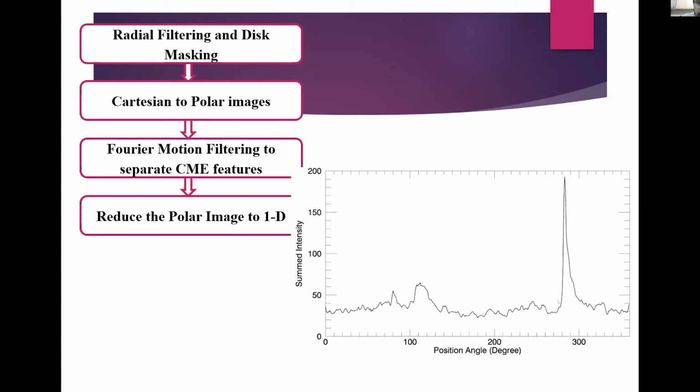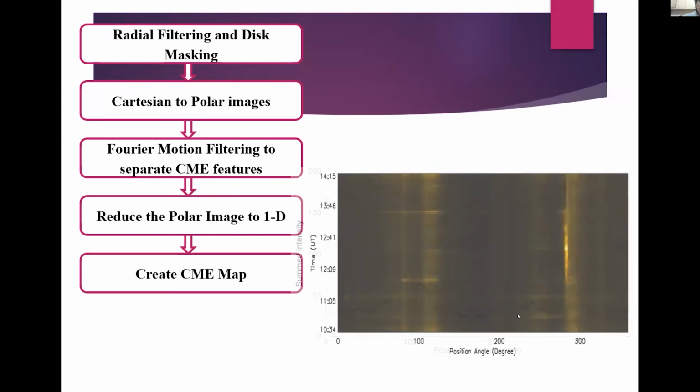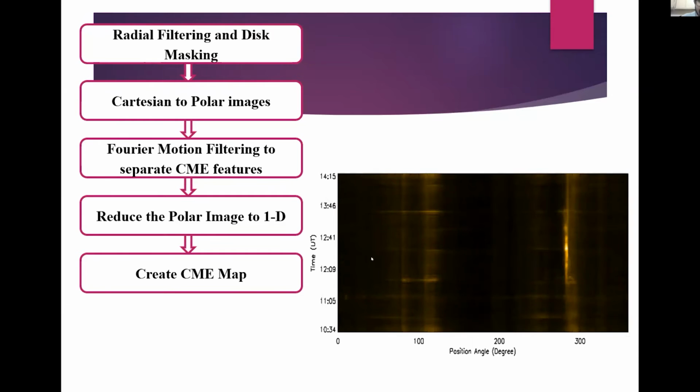Here you can see that at the location where the eruption was present, there is a sudden rise in the peak, whereas in the other locations it was mostly limited to the background level. Once we have this 1D intensity image for a single time, we stacked such images over time. In the X direction is the position angle, whereas in the Y direction it is the time. Because of the motion filtering, there are certain regions that may or may not be the location of the eruptions.